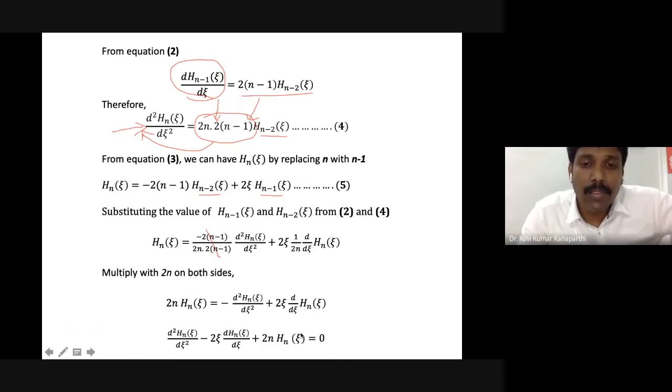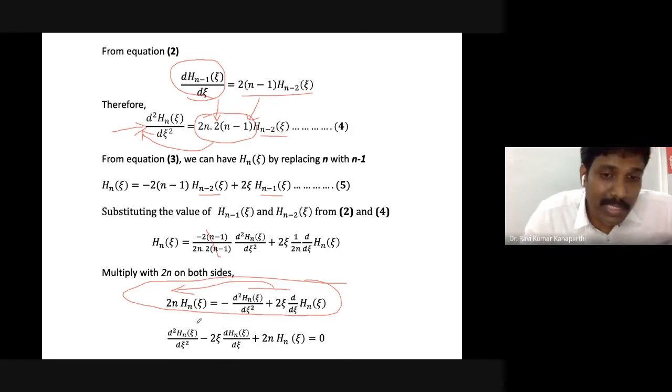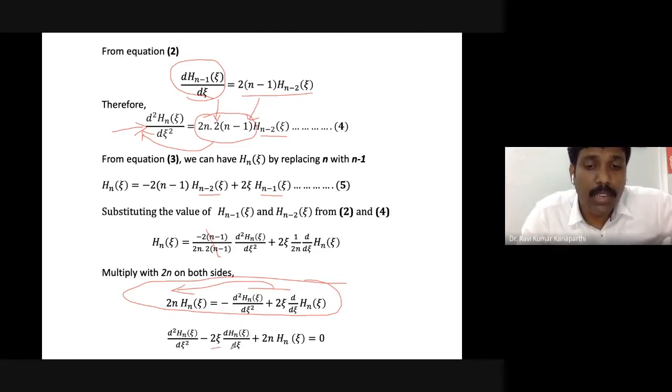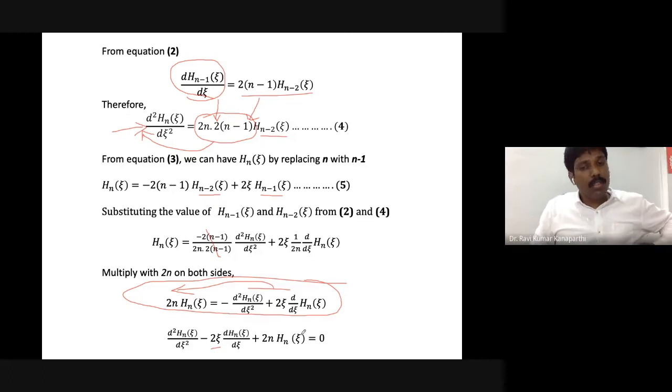Then finally, what we obtained is this relation, and if you rearrange this relation a little bit, you can move these two terms to the other side. Then essentially what you get is d square Hn of z by dz square minus 2z d Hn of z by dz plus 2n Hn of z is equal to 0. So what is this expression?